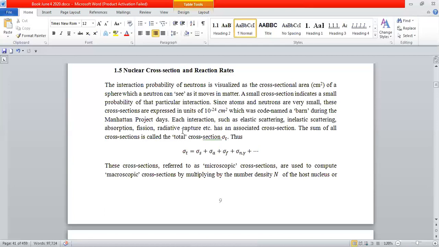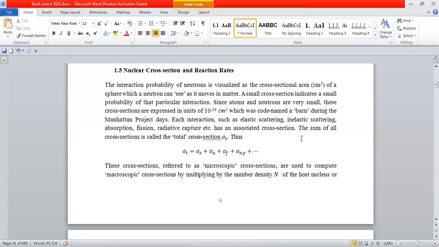Radiative capture means that neutron gets captured and radiation comes out. So it's called an N-gamma reaction. N goes in, disappears, gamma comes out. So I'll call that an N-gamma reaction. And that's also called a radiative capture reaction, etc., etc. Now, etc. means that there are so many other possibilities.